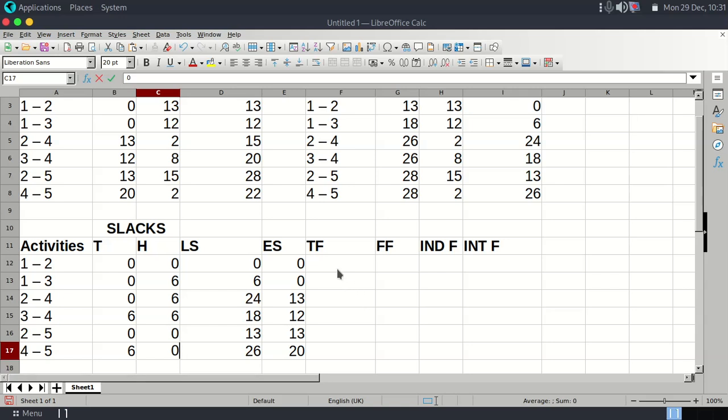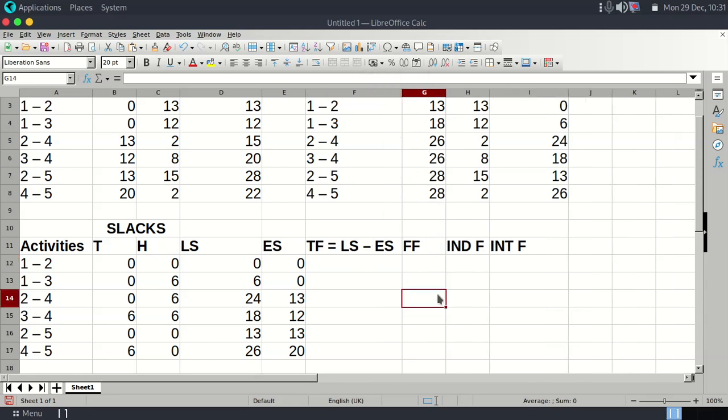Now we come to the total float. For us to calculate the total float, we have two formulas. Total float is equal to LS minus ES, or you can say LF minus EF, from these values we calculated. We are going to go with this one in our case.